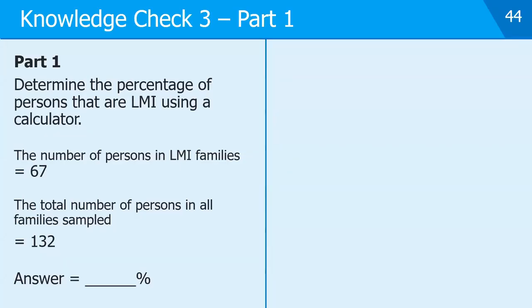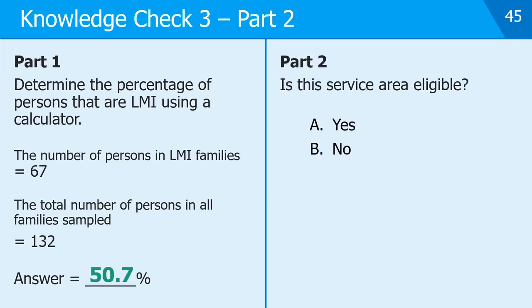One more knowledge check. This is the last one. Do not worry, you don't need to do any division here. The first part is to determine the percentage of persons that are LMI, low and moderate income, using a calculator. We've completed our survey, and we know that the number of persons in LMI families is 67, and the total number of persons in all families is 132. So what percentage is that?